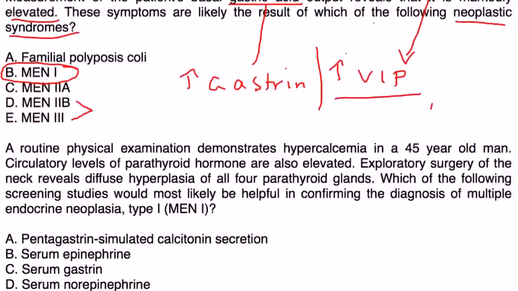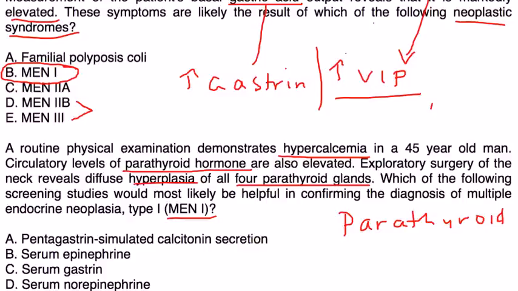And then finally, a routine physical exam demonstrates hypercalcemia in a 45-year-old man. Circulating levels of parathyroid hormone are also elevated. Exploratory surgery of the neck reveals diffuse hyperplasia of all four parathyroid glands. Which of the following screening studies would most likely be helpful in confirming the diagnosis of multiple endocrine neoplasia type 1? Okay, you have parathyroid hyperplasia. They've also even told you that it's MEN 1. So what you have to do is look through these four choices and say which one of these hormones or neurotransmitters are involved in MEN 1?